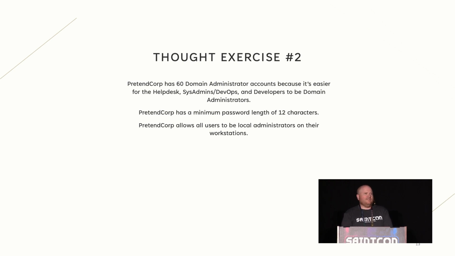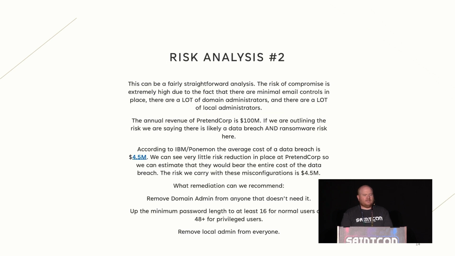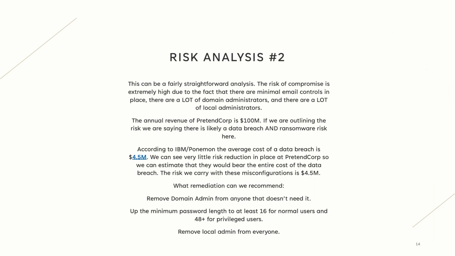So what's the risk here? The risk here is very substantial. It should be a very straightforward analysis. We can essentially wipe every single bit of profit away that Pretend Corp makes with the risk that we're carrying here. They're making $5 million in profit. We can wipe away an average of $4.5 million of that. We're essentially saying you turn no profit because of this risk. But now instead of saying this is really, really bad, stop doing this now, we're saying we're wiping clean an entire year's worth of profits if something happens, because it's that easy for the attackers.